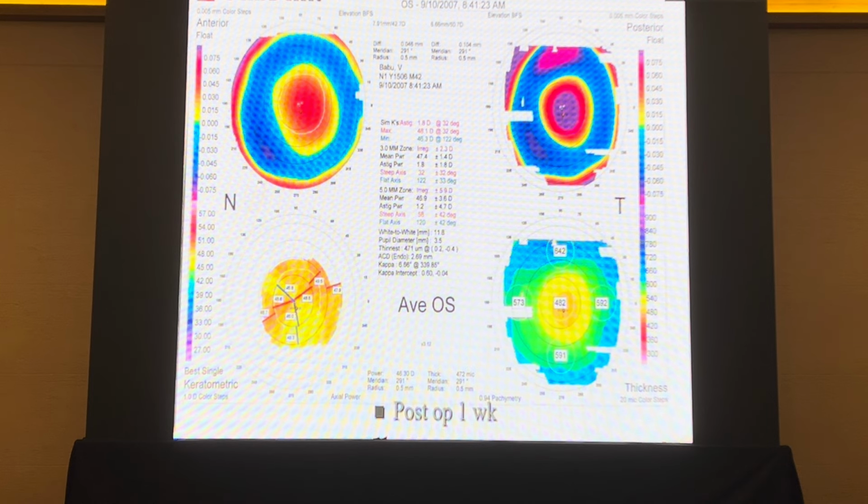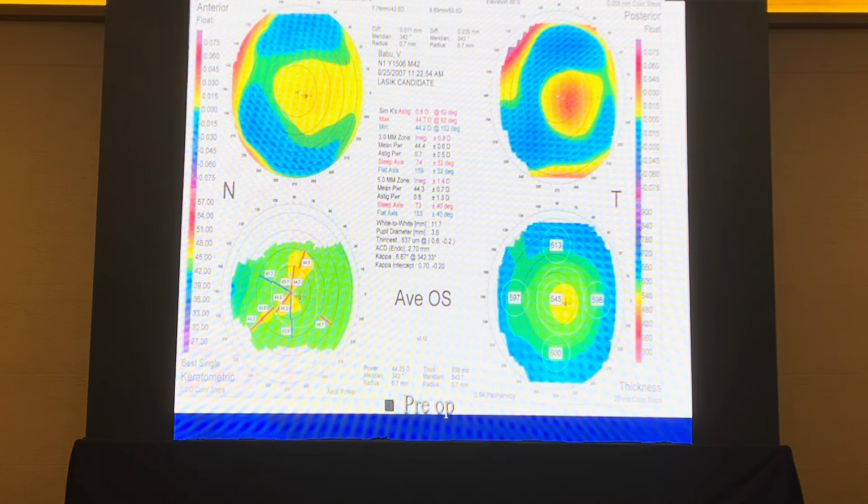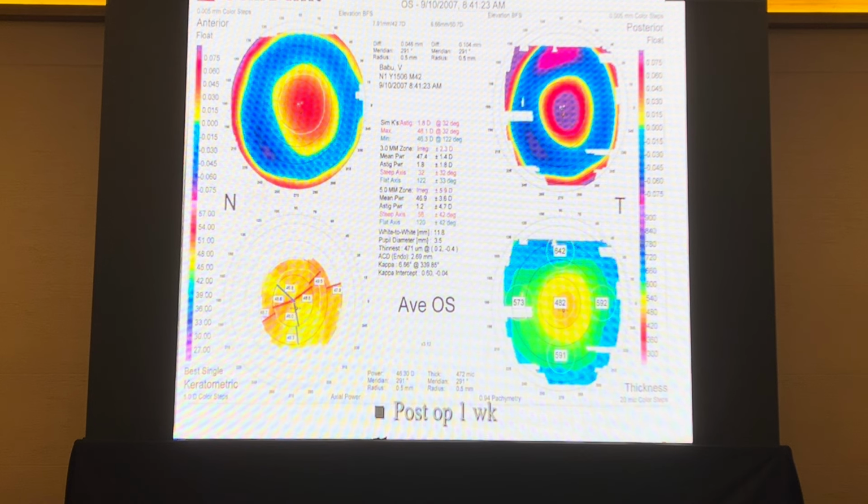But there is one problem with ORBSCAN. This is a patient who had LASIK, and after 1 week you look at the ORBSCAN, it is so abnormal. It's not because of anything else. There is no posterior curvature change that has happened. It's a problem with the imaging. So you should understand that ORBSCAN had its days, like sternometry, and it's not a very good device at this point of time.